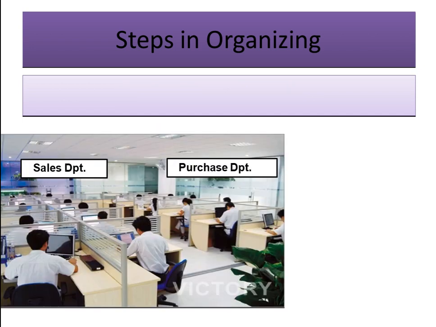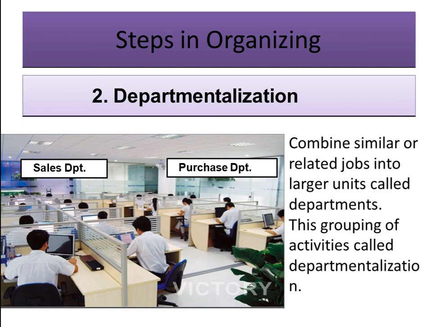So next one, we can see here two departments, sales department and purchase department. How we are dividing into two departments? Okay, that is a departmentalization. What's departmentalization? Combining similar or related jobs into larger unit called department. This grouping of activities called the departmentalization. We are bringing together all activities and then dividing that activities. The same, combine the similar or related jobs coming under one department. That process is called a departmentalization.